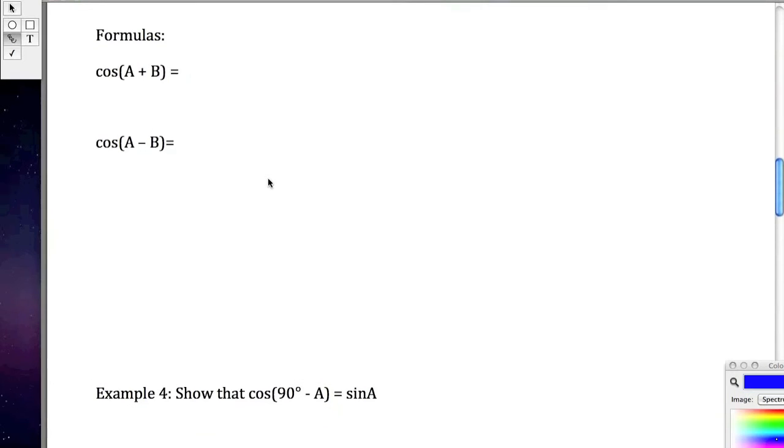A couple of other formulas. We've already discussed cosine of a plus b. Let me rehash those for you. Cosine of a times cosine of b minus sine of a times sine of b. So then if I go to the subtraction, the difference formula, I'm going to have cosine of a times cosine of b plus sine of a times sine of b. Okay, so pretty simple as far as that is concerned.